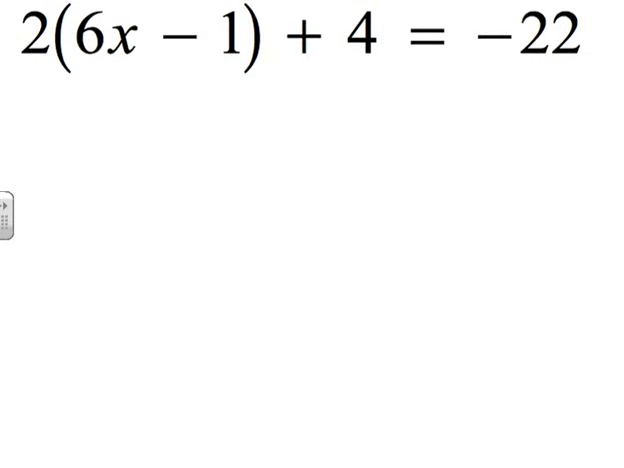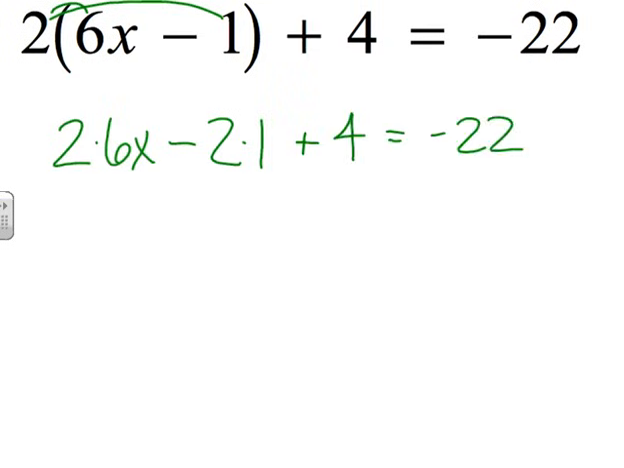Now let's solve it algebraically. I'm going to start with the distributive property. Two groups of 6x, or 2 times 6x, minus 2 times 1, bring everything else down, plus 4 equals negative 22. Okay, I'm going to simplify. Two groups of 6x is 12x, minus 2, plus 4 equals negative 22.